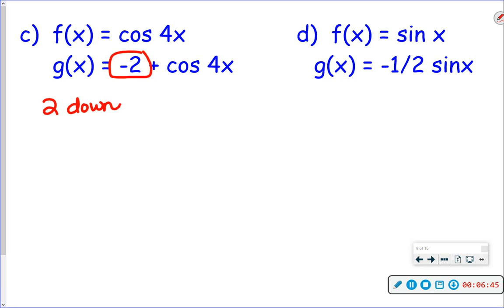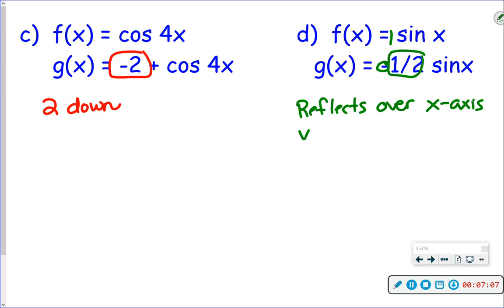And let's take a look at D. We've got a negative now on the front and the half. Well, let's talk about the negative first. That's always a reflection. This time it's in the front, so it reflects over the x-axis. And the half. So we went from one sine to a half sine. That is going to shrink your graph. It's going to be half as tall. So I'm just going to say vertical shrink. It's nice to recognize what's happening between the graphs before we get into actually drawing them.